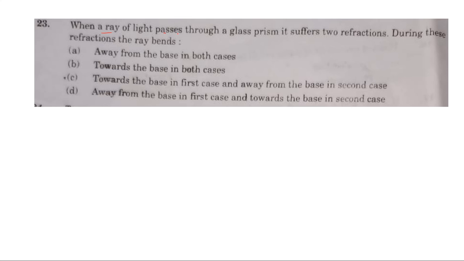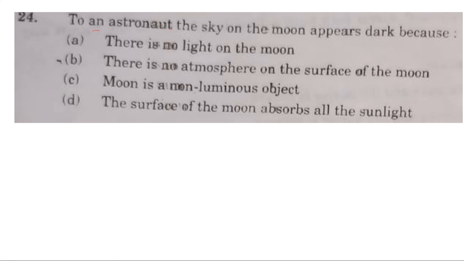When a ray of light passes through a glass prism, it suffers two refractions. During these refractions, the ray bends towards the base in both the cases. That is the correct answer. To an astronaut, the sky on the moon appears dark because there is no atmosphere on the surface of the moon. Option B is the correct answer.